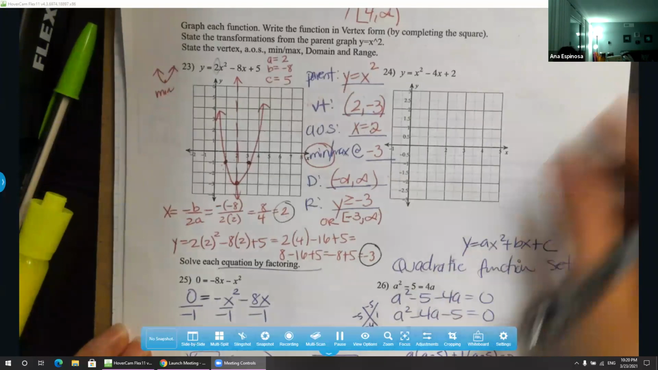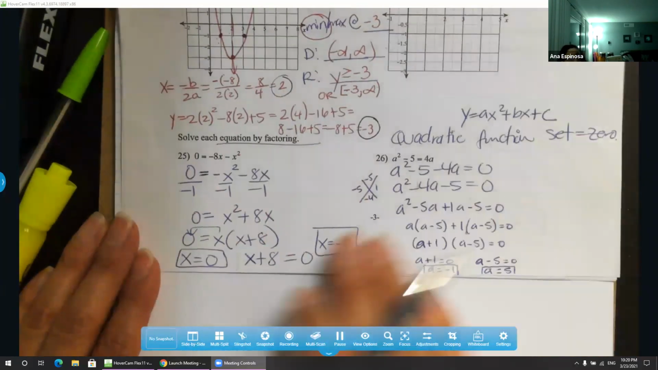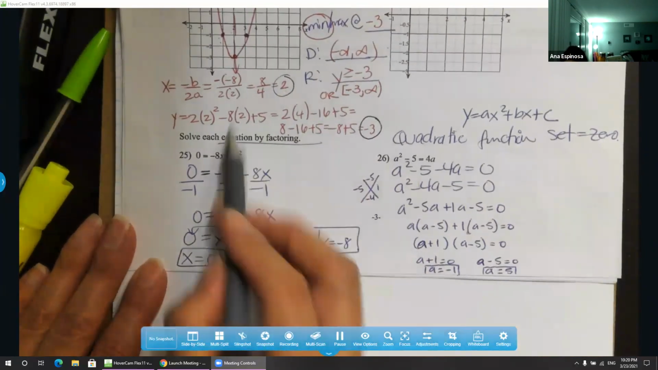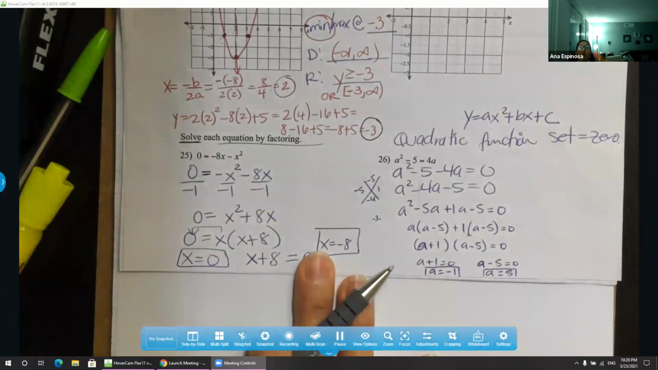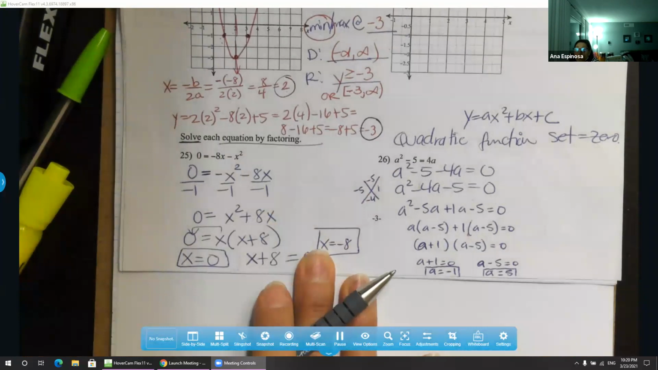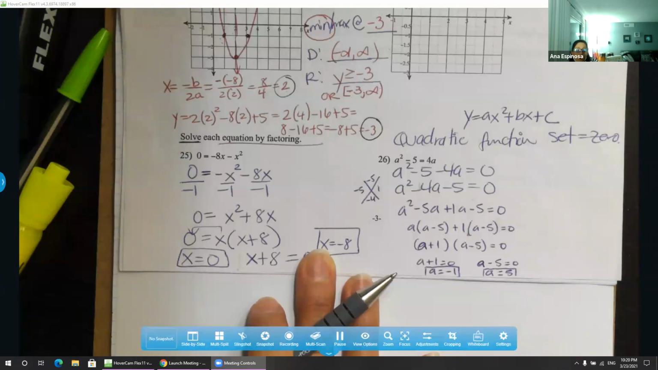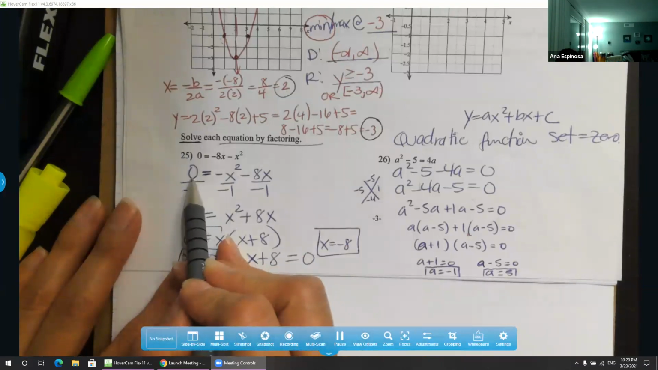All right, the bottom says solve each equation by factoring. So when they ask you to solve, you need to set the quadratic functions equal to 0. If you are solving just a linear equation like 5x equals 2, you don't need to set it to 0. You just need to move variables to one side, numbers to the other. But if you are talking about quadratic equations, they need to be set to 0.